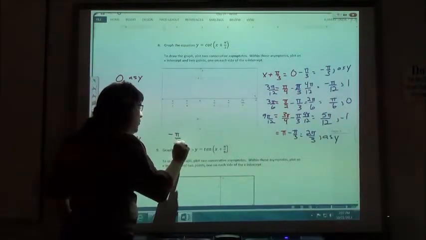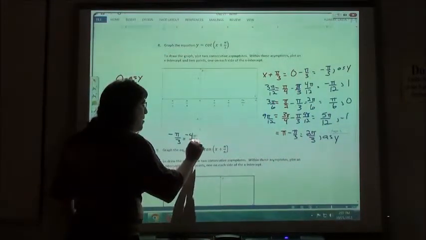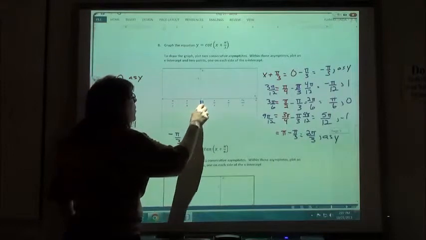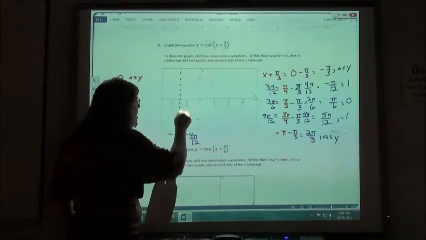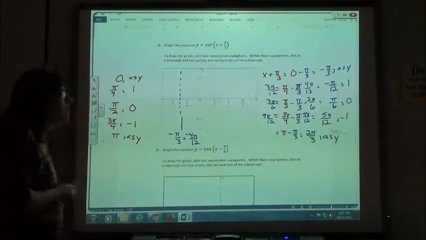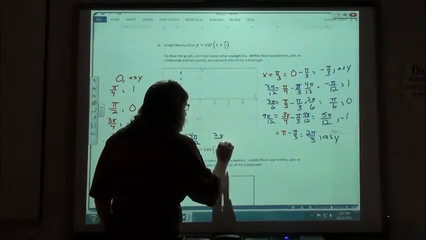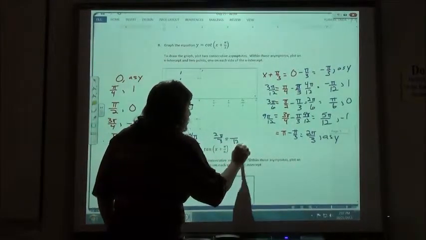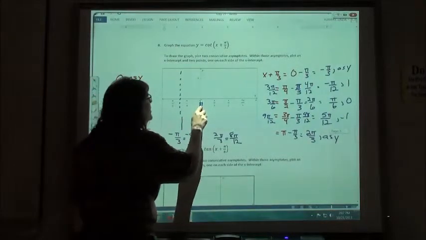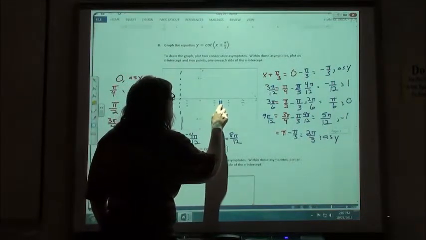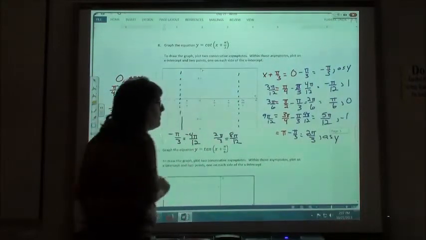Negative pi over 3 would be negative 4 pi over 12. So 1, 2, 3, 4 marks. That's where my negative pi over 3 is, so I can put my asymptote. Positive 2 pi over 3, if I put it over 12, would be 8 pi over 12. So positive 8. 1, 2, 3, 4, 5, 6, 7, 8. That's where my asymptote's going to be.